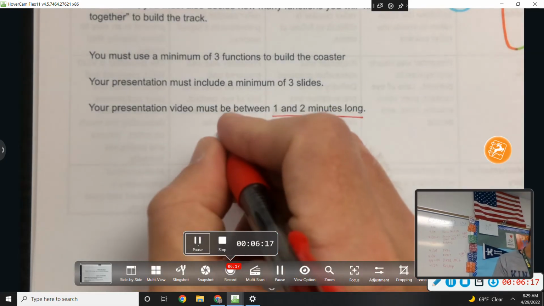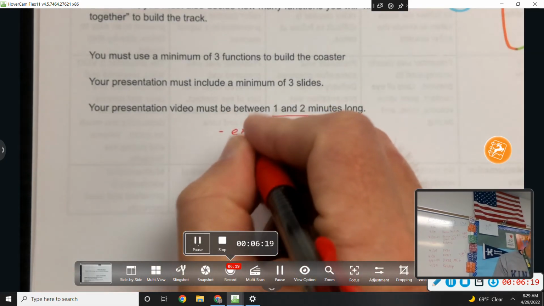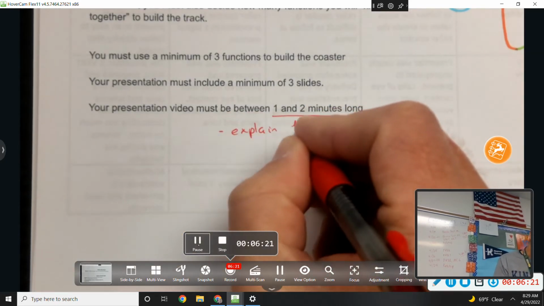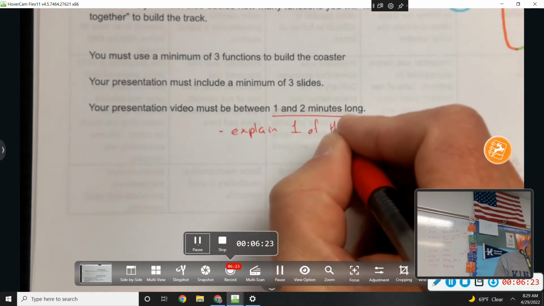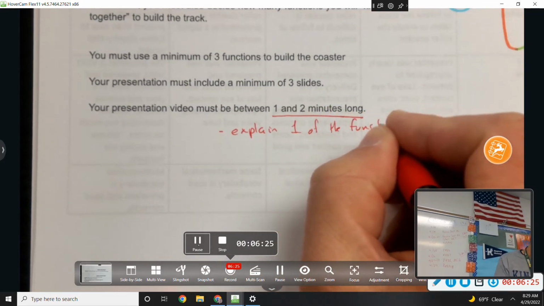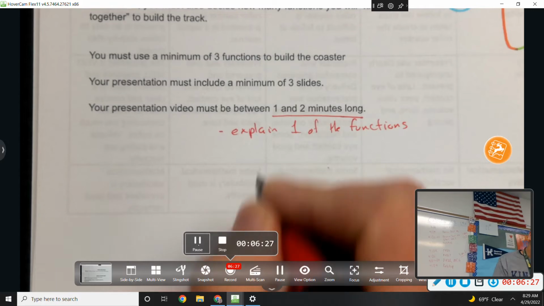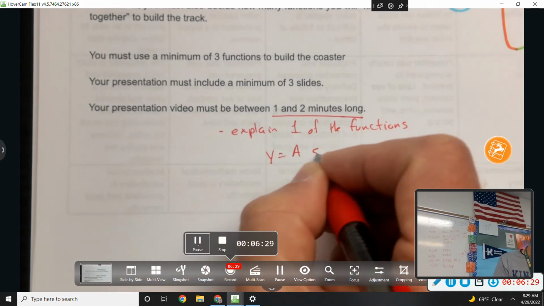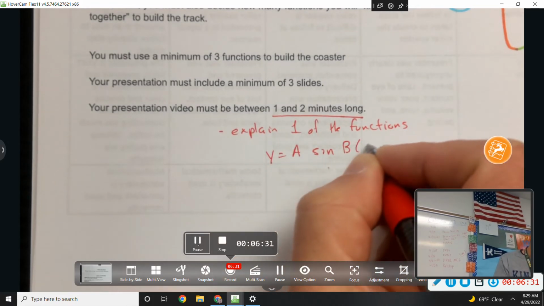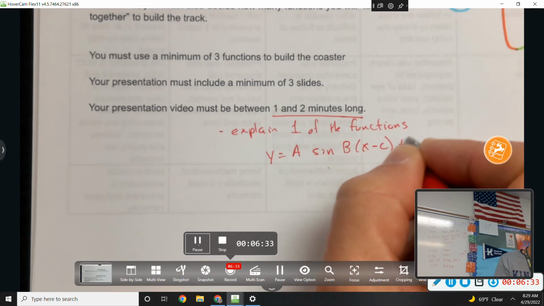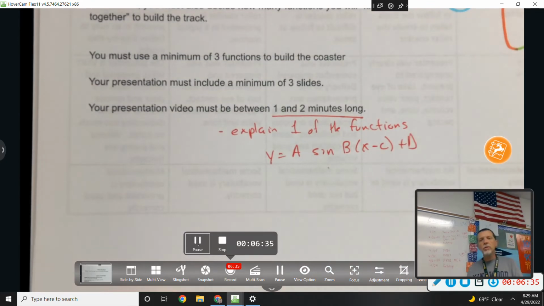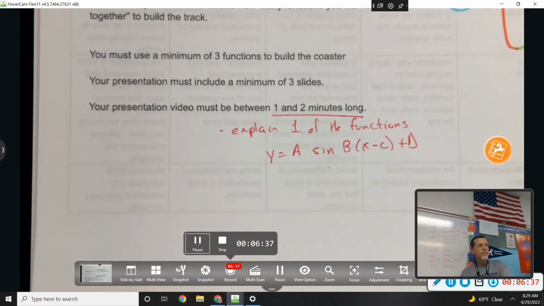For the video, here are some of the options you could do. You could explain one of the functions. Remember when we walked through what all of those pieces were? And so take one of your functions.